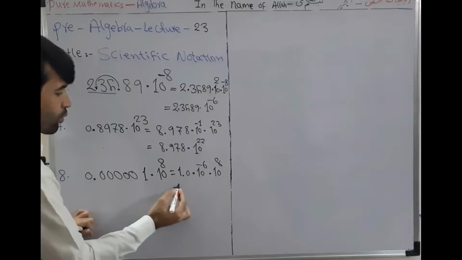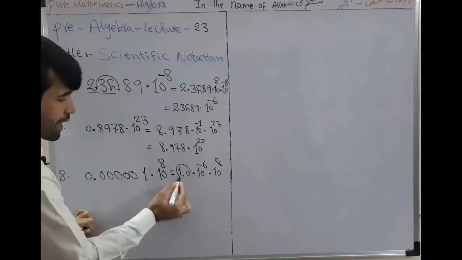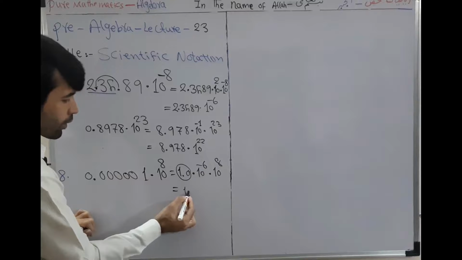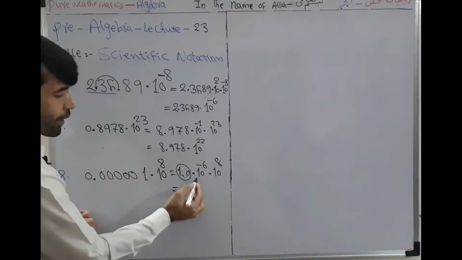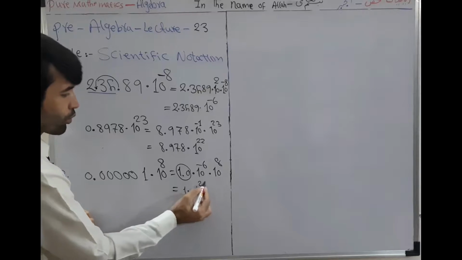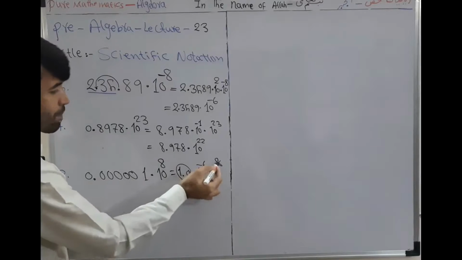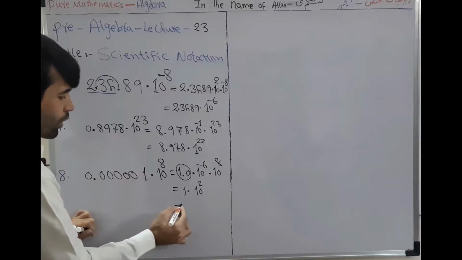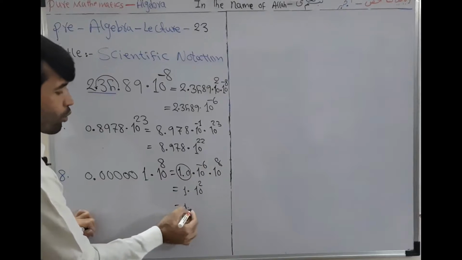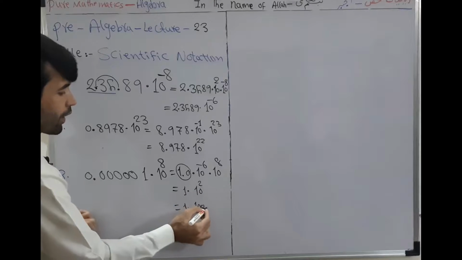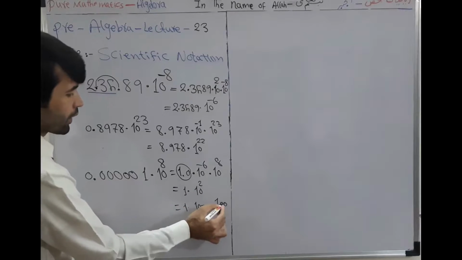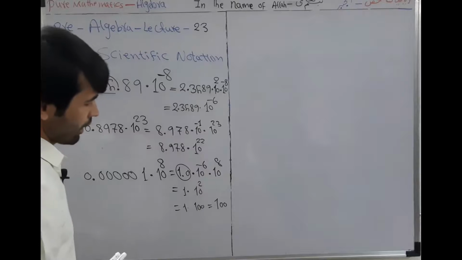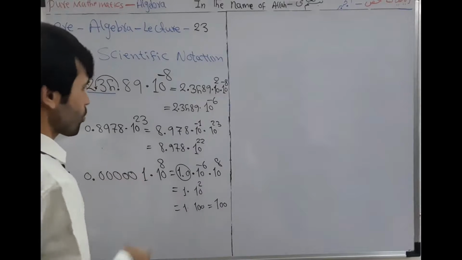It is equal to, we can write this number as 1 multiplied by 10 to the power, minus 6 plus 8, it is equal to 2. It is equal to 1 multiplied by 100. It is equal to 100. It is the answer of this question.